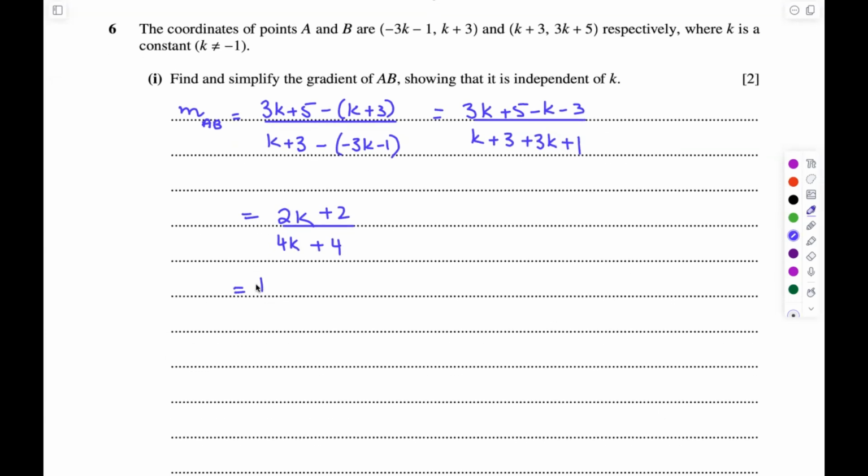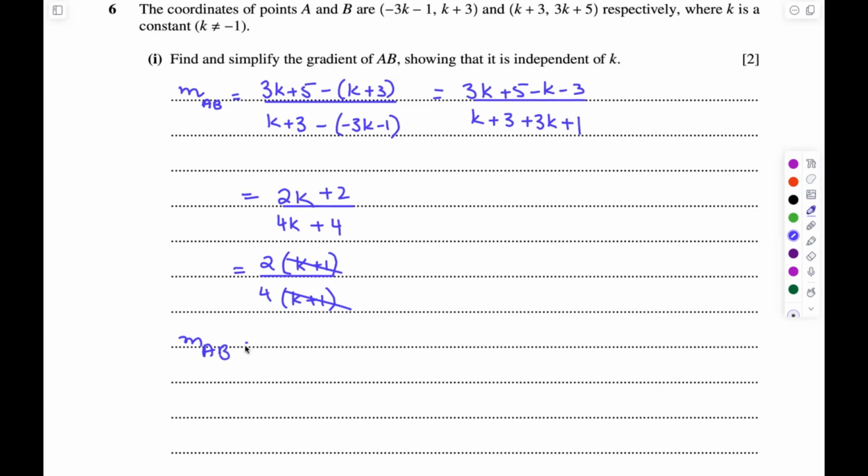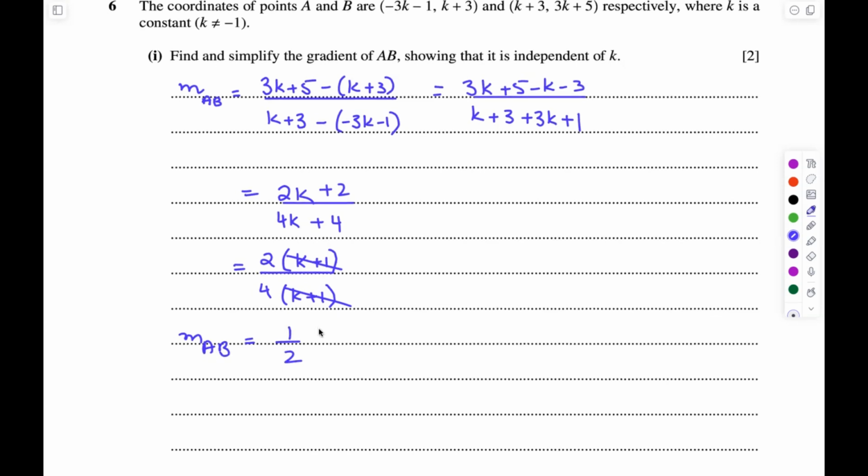Now taking common factors, in the numerator we can take 2 common, and that will become 2 times k plus 1, and in the denominator taking 4 common, that will be 4 times k plus 1. So k plus 1 will cancel out. So the gradient of AB will be equal to 2 upon 4, or 1 upon 2.